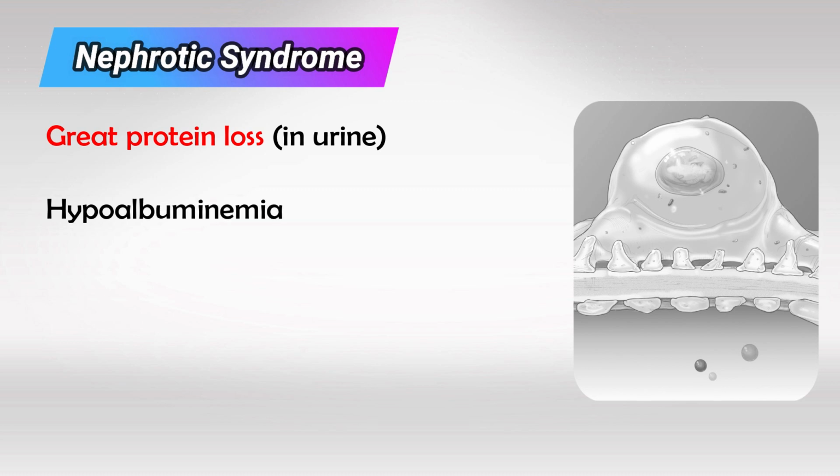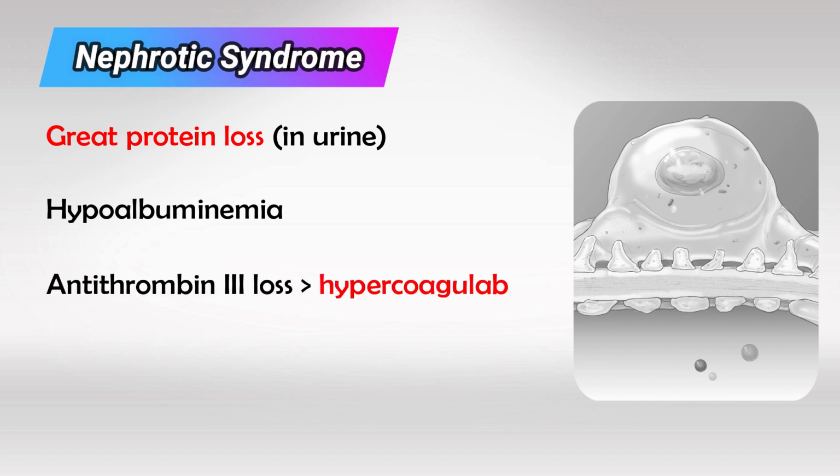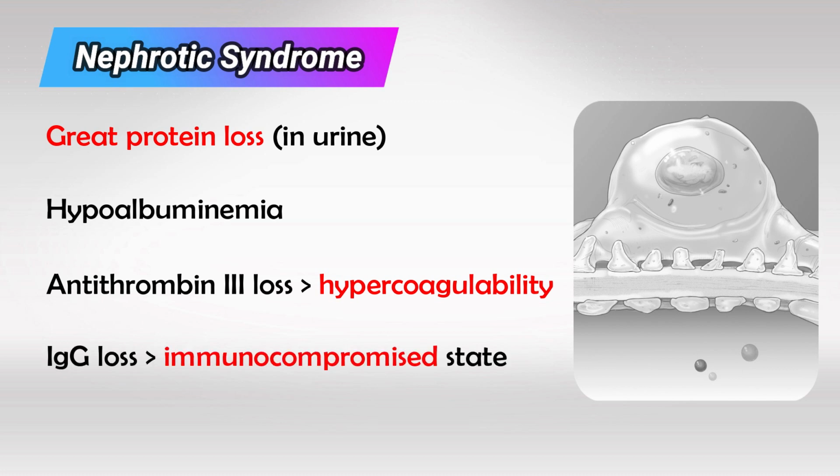A very important protein that will also be filtered is antithrombin III. This protein normally prevents coagulation and helps with blood thinning. And because it's filtered and wasted, there's a good chance of hypercoagulability. Another very important protein that will also be wasted is immunoglobulin G. These are the most common default and natural antibodies, and so this predisposes the patient to infections.